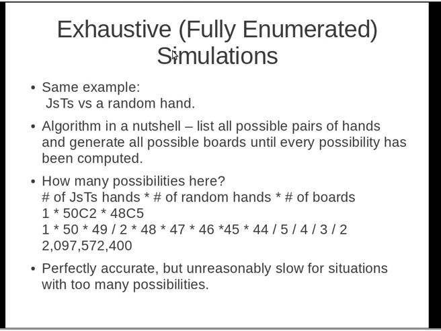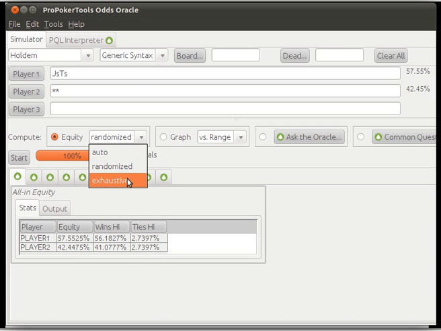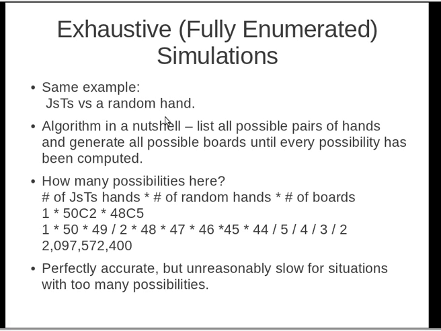The second way you can perform all-in equity simulations is using exhaustive, otherwise known as fully enumerated simulations. So let's take a look at the same example, and this time we'll do exhaustive. And here we get the exact answer. This is 57.52%. It doesn't matter how many times I run it, it'll always give me the same answer. The algorithm here is simple. You list all possible pairs of hands. In this case, every jack of spades, ten of spades versus every other possible random hand. We generate all possible boards until we've computed every single possibility.